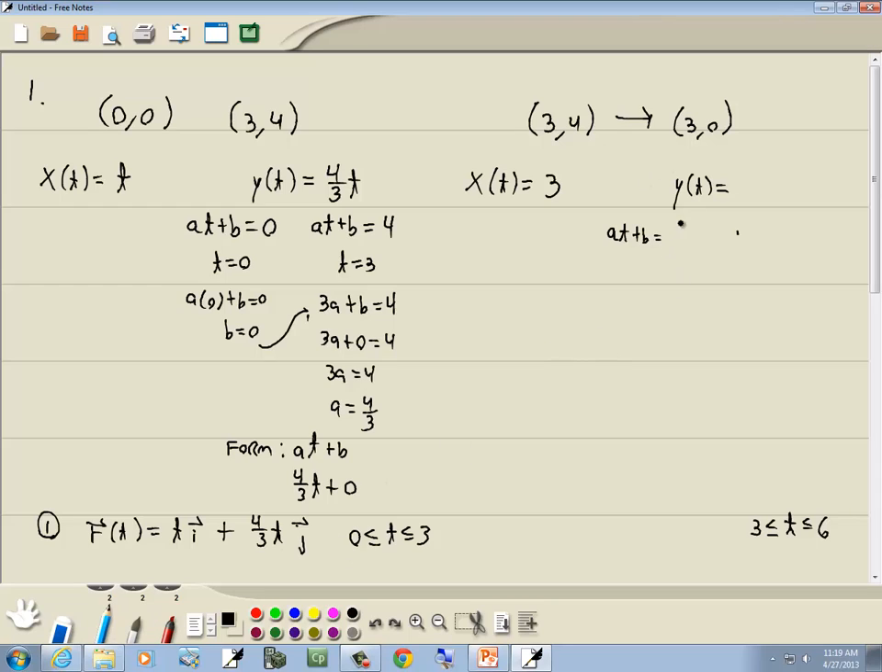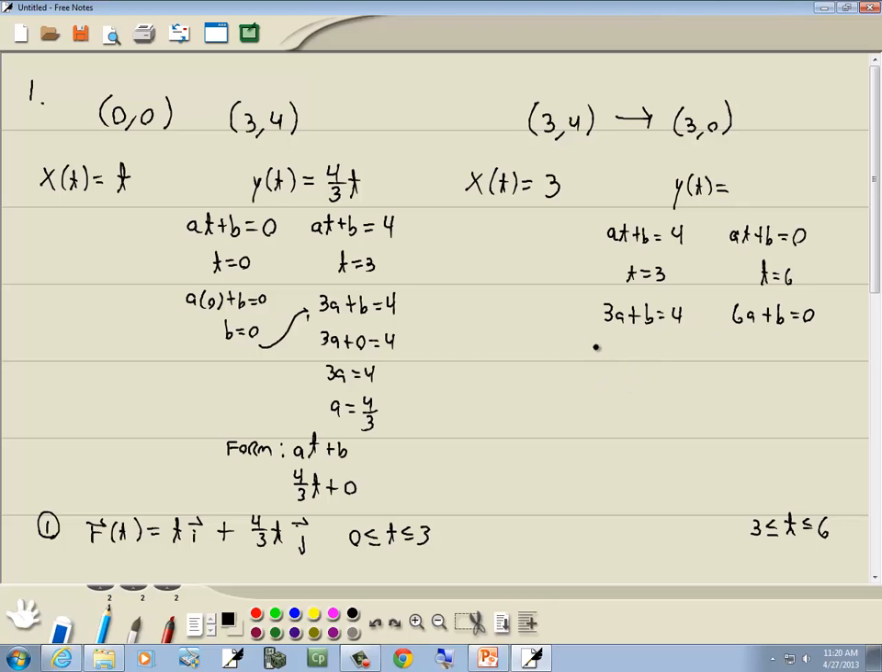Now we're looking at our y value. It starts at 4, doesn't it? And then at + b is equal to 0. So again, my starting y value and my ending y value. We're starting at t is equal to 3 and ending when t is equal to 6. So we'll plug these in for t. That gives us 3a + b is equal to 4. This one gives us 6a + b is equal to 0.